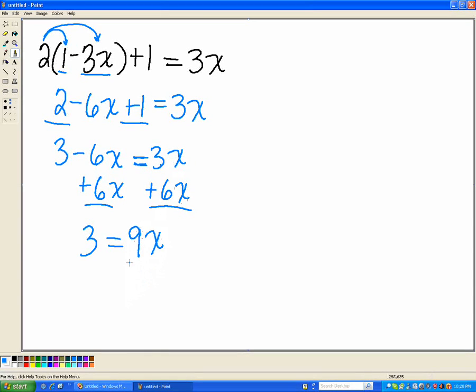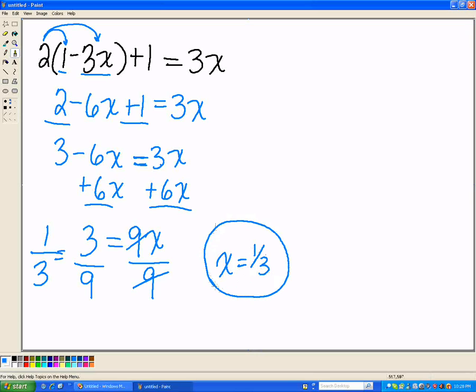Now for my last step to isolate x, I'm going to divide both sides by 9. This is actually the multiplication principle, even though I'm doing division. Over here my 9s cancel. Over here I can reduce this: 3 goes into 3 one time, and 3 goes into 9, 3 times. So I get that x equals 1/3. That would be my solution.